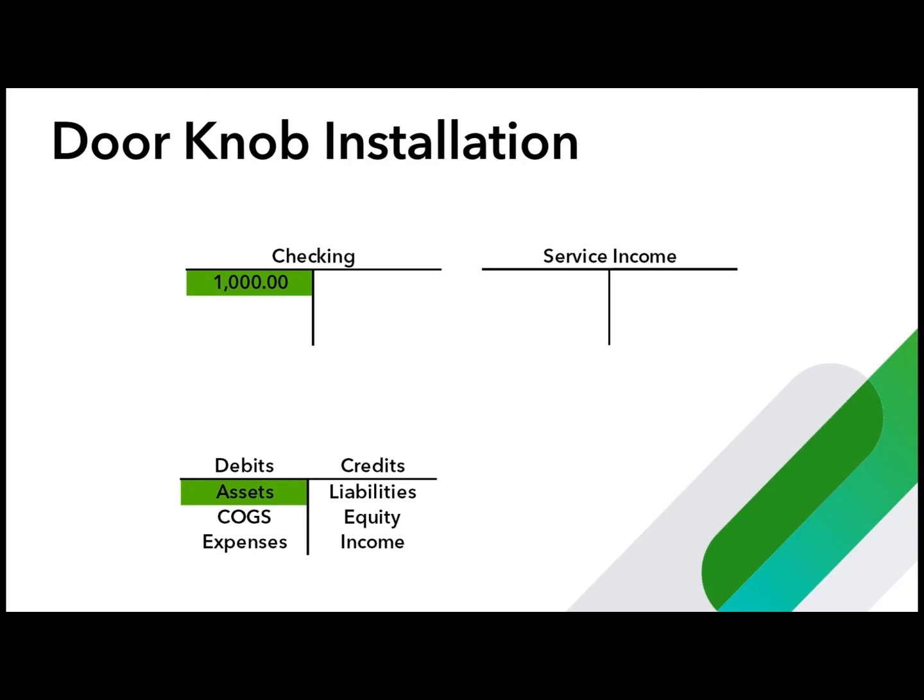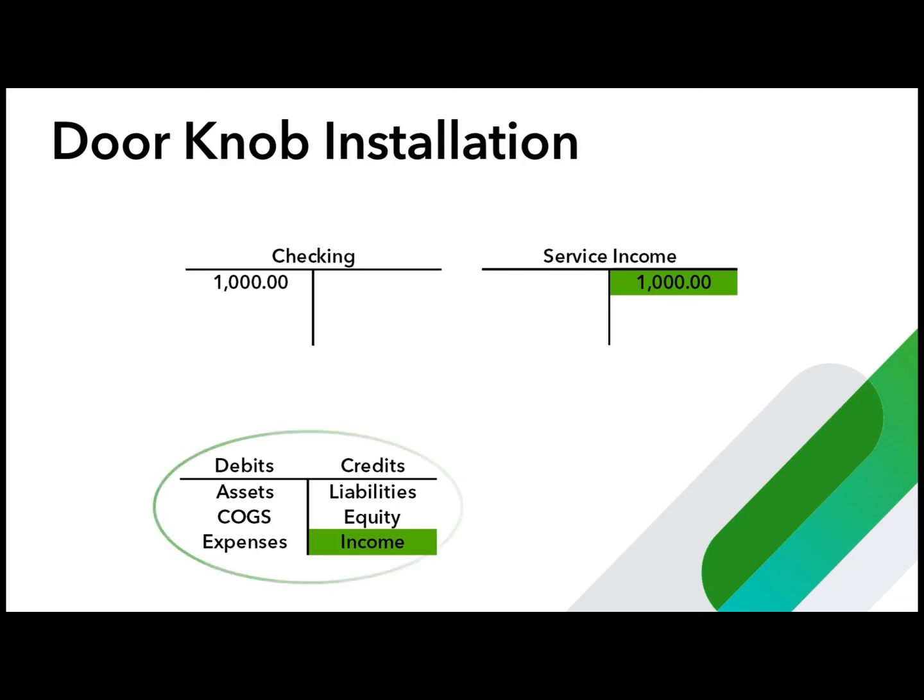Remember, this is the use or where the money went. So using the general guideline, this is a debit. You must also add $1,000 to service income. Using the general guideline, the source, or where the money comes from, is usually a credit.